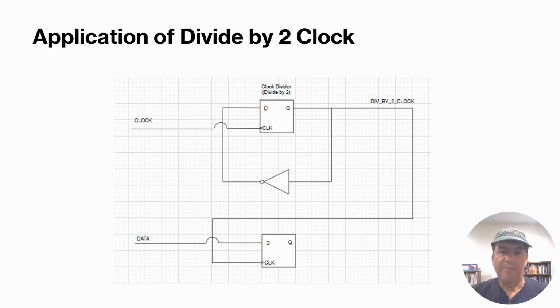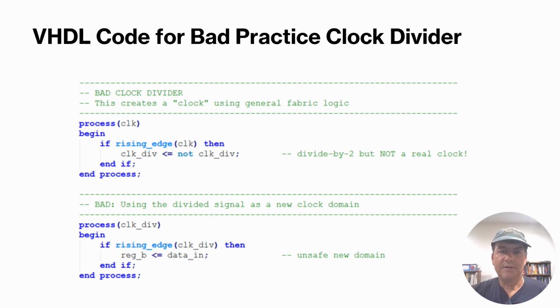In this slide, I show how the divided clock might be used to register data. Notice that the top flip-flop is clocked by the original input clock, while the lower flip-flop is clocked by the divided by 2 clock. In this slide, you can see the VHDL code used to implement the clock divider and the register flip-flop. The first process, which has the input clock in its sensitivity list, generates the divided clock. The second process, which uses the divided clock in its sensitivity list, shows how the divided clock might be used to capture data. This illustrates how a flip-flop can be clocked by the divided down signal, but again, this is considered bad practice for the reasons discussed earlier.